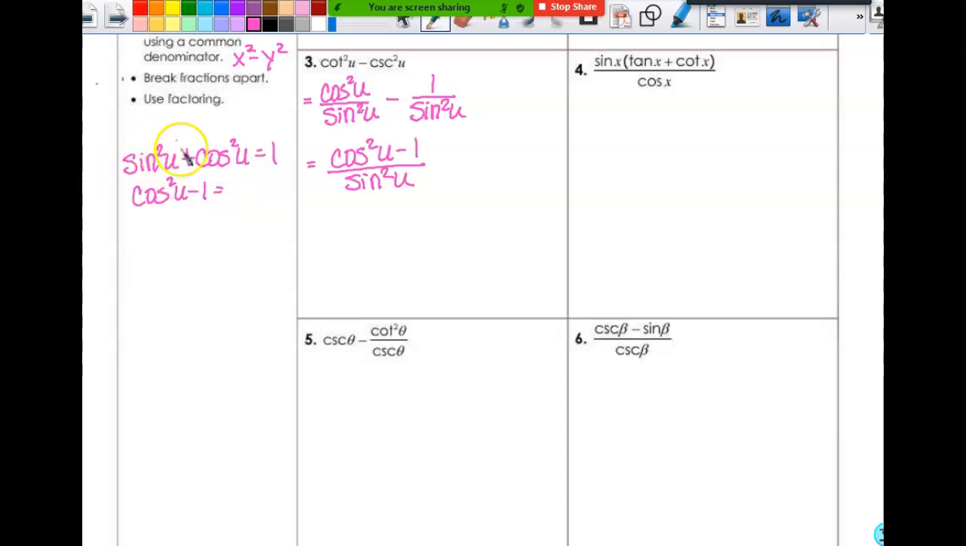What would I have to do with this sine squared? It has to go to the other side, right? So that would have to be minus sine squared u. Like these two are the same thing. Basically, I subtracted 1 from both sides, and I subtracted sine squared from both sides. They have the same value. So I can substitute. Instead of cosine squared u minus 1, that's going to give me negative sine squared u. And then what does that become? What do you think?